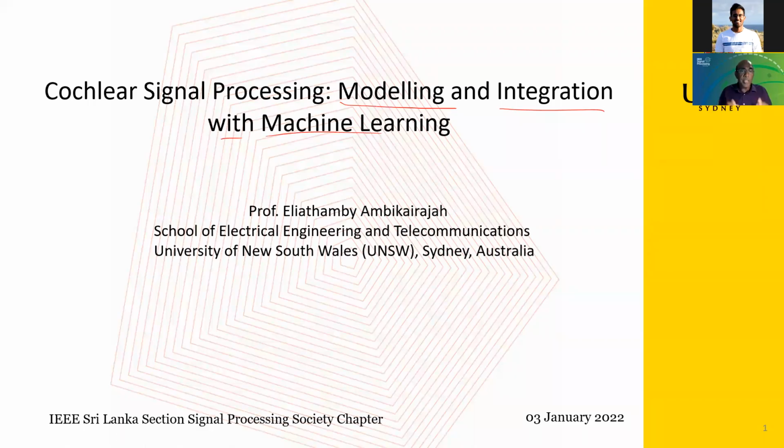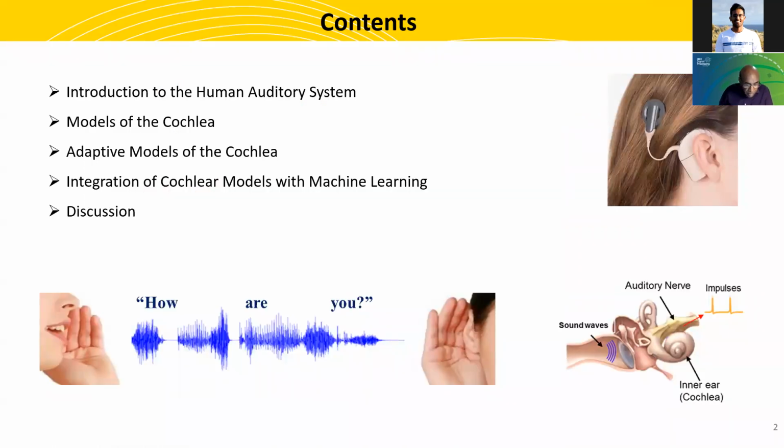Processing for most of the applications uses very fixed cochlear models, and they don't vary in characteristics. So let me just move on to the next slide. My talk will be just an introduction to the human auditory system, a basic introduction, then models of the cochlea, and then how to adapt the model, how to change the model: adaptive models. Then I'll concentrate on integration of the cochlear models with machine learning, just a small part.